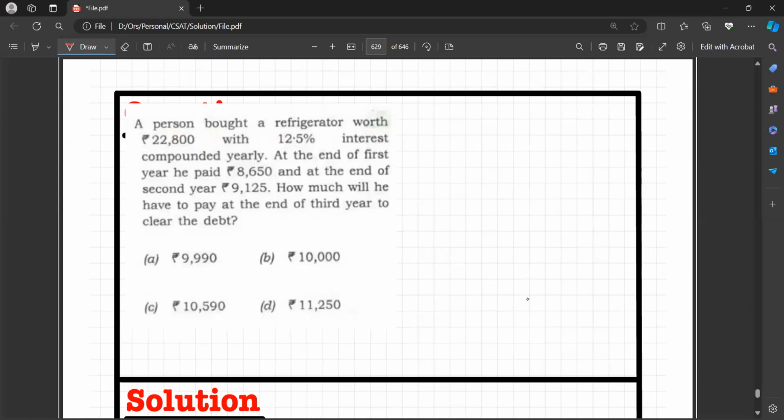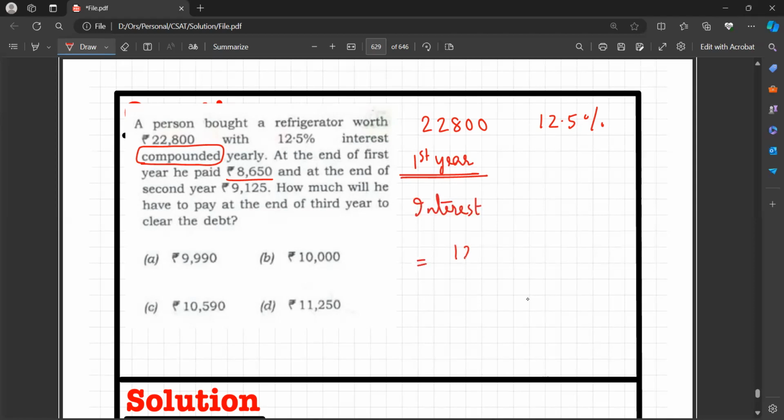A person bought a refrigerator worth rupees 22,800 at the interest rate of 12.5% compounded yearly, compound interest rate. At the end of first year, he paid rupees 8650. So first year में rate अगर इतना है, interest कितना होगा? Interest will be 12.5% of 22,800. That will be 125 by 1000 into 22800. This getting cancelled.